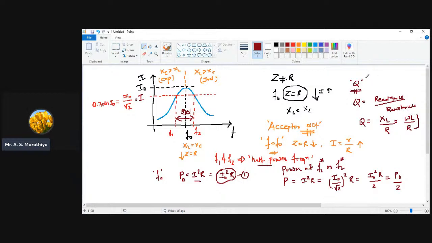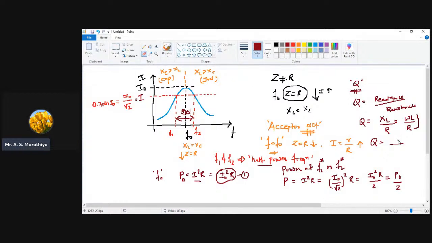In the same way, quality factor in case of capacitor, we can define Q as again the same, that means the reactance. Now, in this case, it is going to be capacitive reactance, XC, divided by R, where C is capacitance and R is going to be resistance.